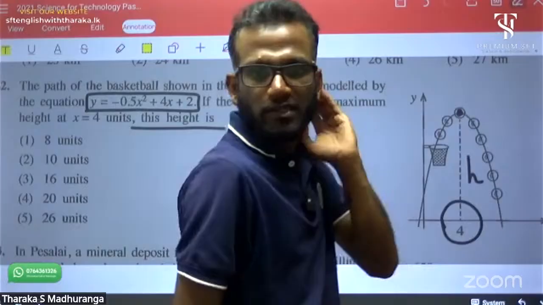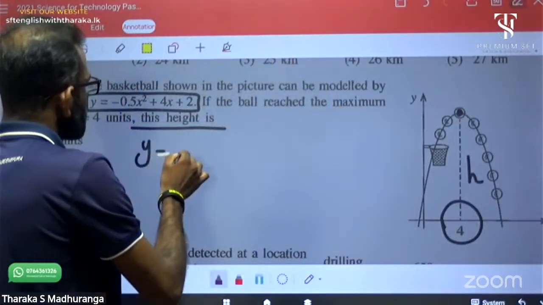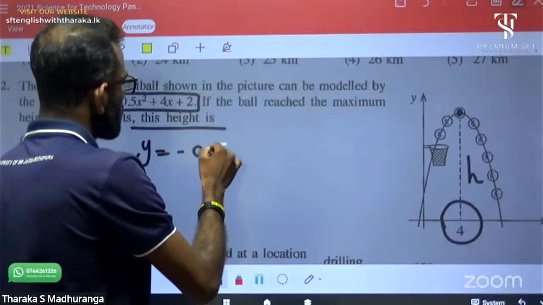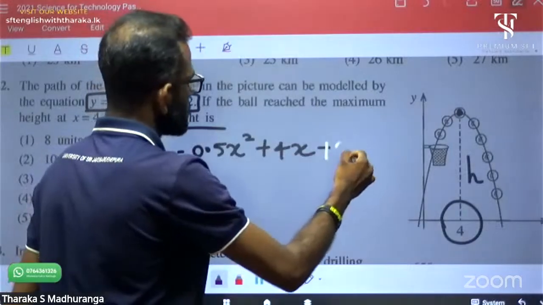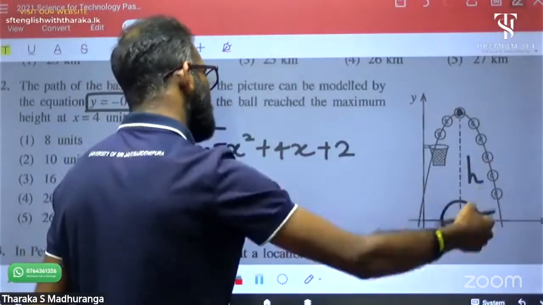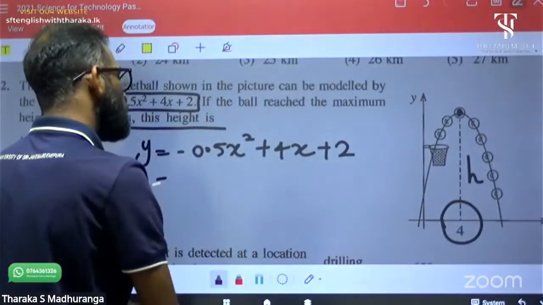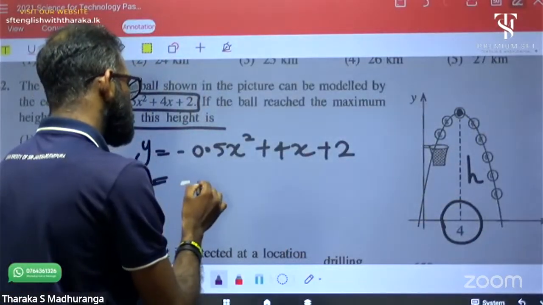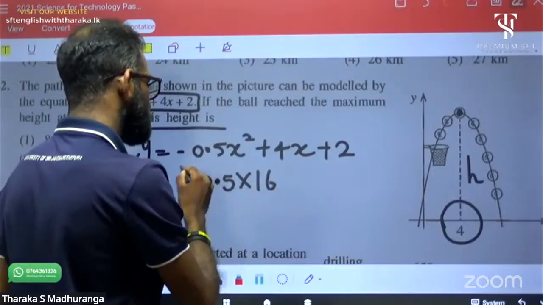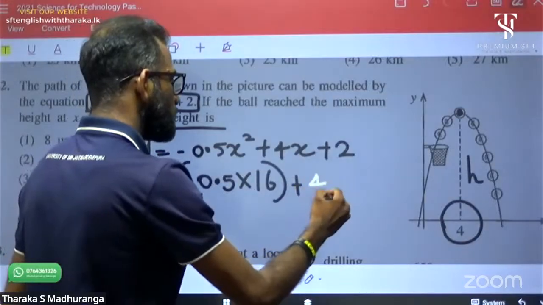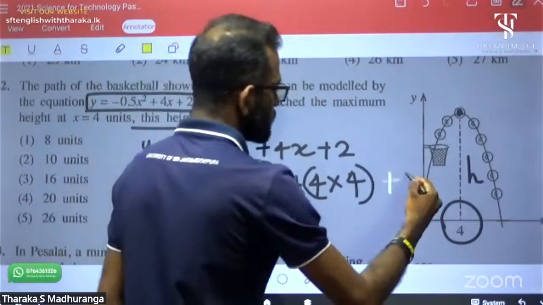The question asks the remaining part. The y equals minus 0.5x squared plus 4x plus 2. The question asks for the maximum point. Maximum point means turning point, so the turning point y coordinate. The x coordinate is already given. Minus 0.5 times x squared, 16, plus 4 times x, 4, plus 2.